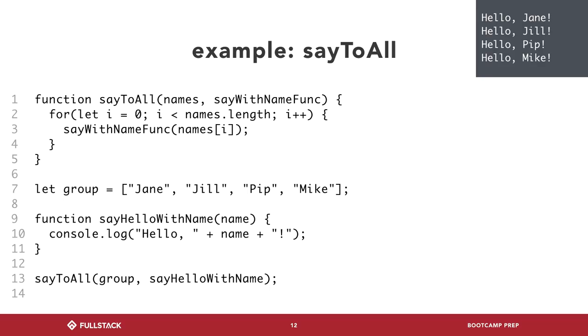So when we run this, line 13 takes us to line 1, line 1 takes us to line 2. We're now iterating through Jane, Jill, Pip, and Mike. And for every single one of those elements, we're invoking say with name func, which is basically says hello with name. We pass in Jane here, we invoke it. We pass in Jill here, we invoke it, Pip, and Mike as well. And after we invoke it, we console log the message, hello blank. That's why after we run this loop, we have hello Jane, Jill, Pip, and Mike.